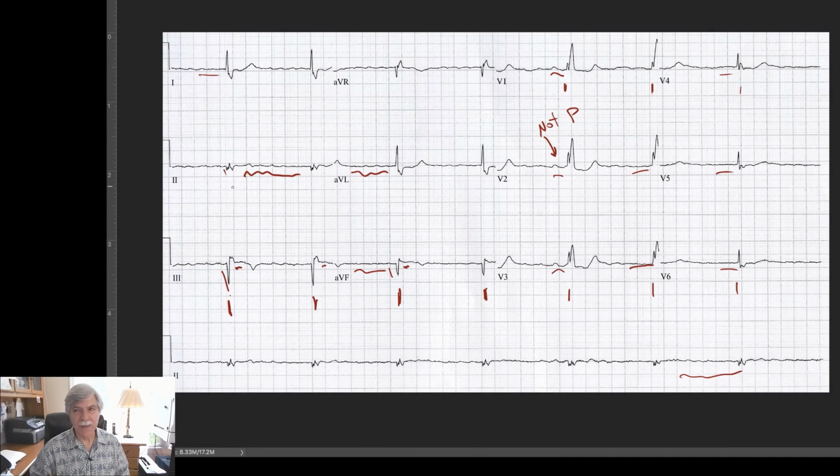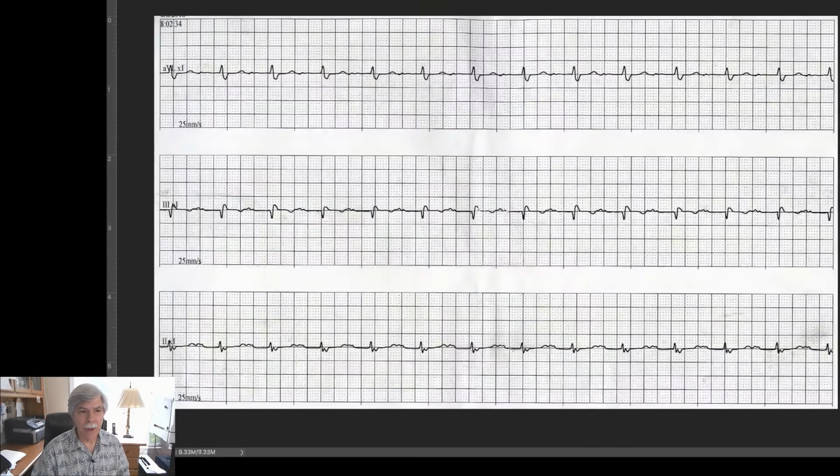because the first thing we did was we stopped the metoprolol, and we kind of watched him. Now, I went back in the next day off metoprolol. This is the rhythm strip that I saw.